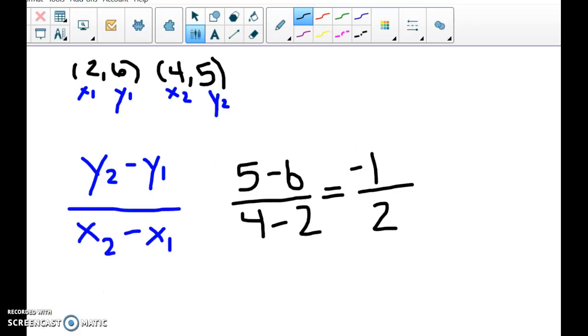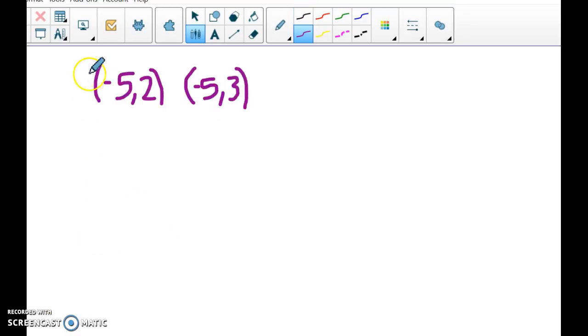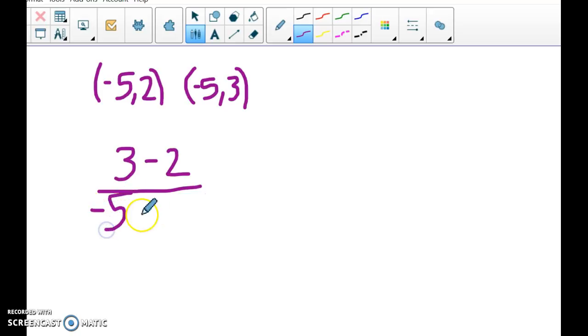Okay, let's go through a different one together. So let's say these are the coordinates that you want to find the slope for. If I use rise over run, the slope formula, I would be doing 3 minus 2 over negative 5 minus negative 5. 3 minus 2 is 1.